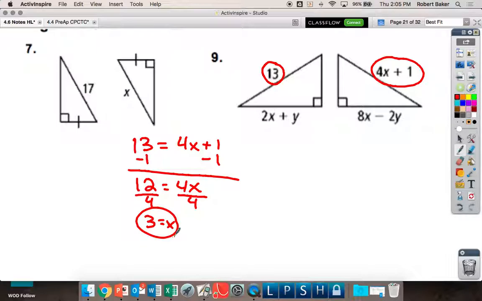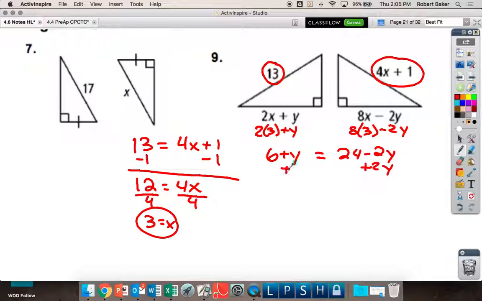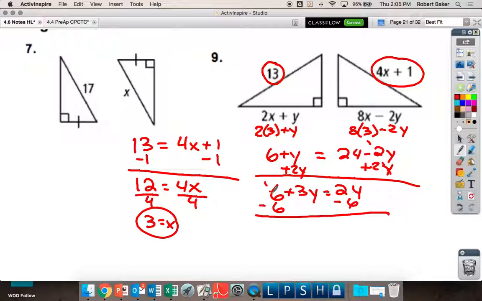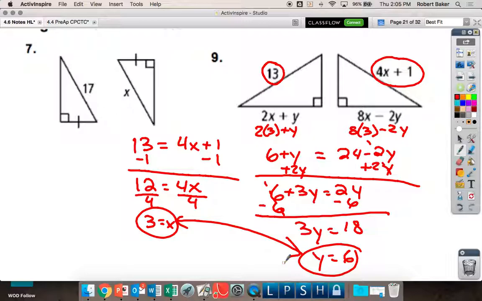But it has x and y. I don't know how to do that. Help. Plug in the x. Take this x and plug it in. So this is really 6 plus y is equal to 24 minus 2y. I'm going to add 2 y's to both sides. Then I'm going to subtract 6 from both sides. Then I'm going to divide both sides by 3. I get 2 answers. X equals 3 and y equals 6. A lot of math going on there.